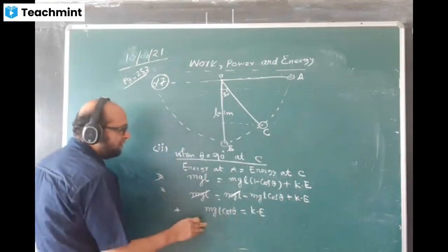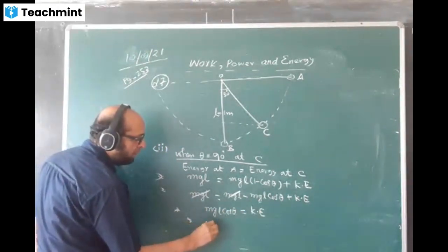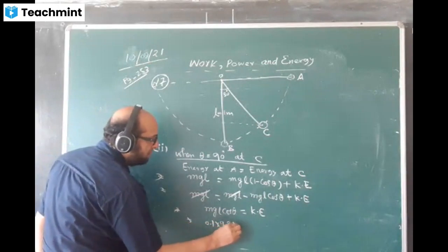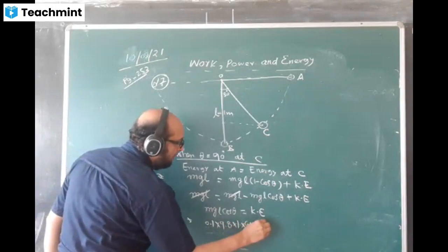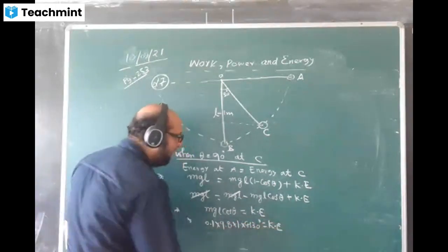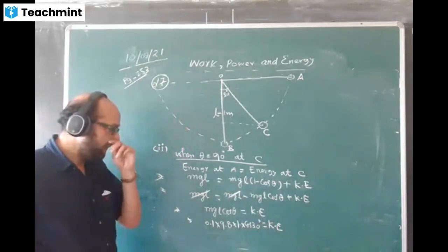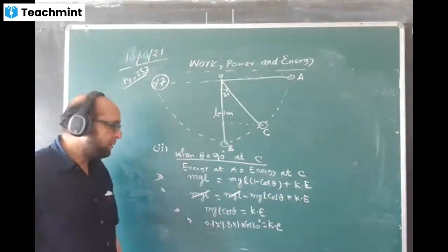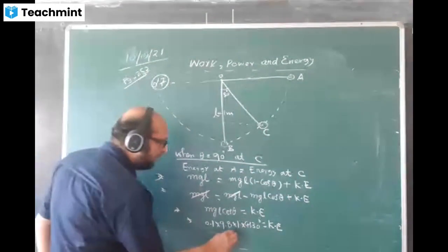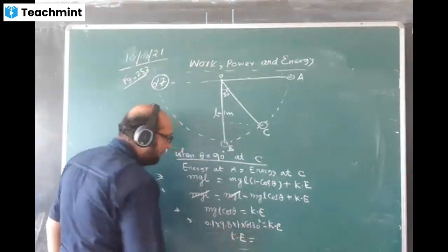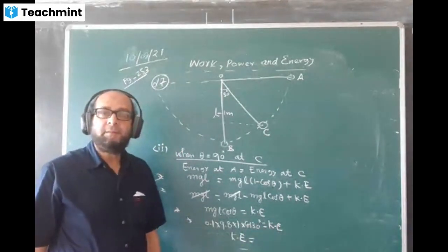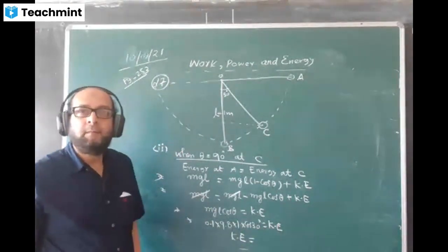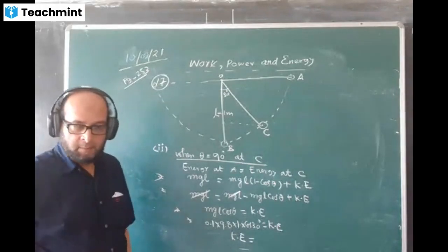Can I put the value and find the answer? No. Mass is how much given? 0.1. g is 9.8. Length of the string is 1, into cos 30 degree is equal to KE. Find the answer now. Please find the answer and tell me what answer you get. 0.1 into 9.8 into cos 30 degree. What is the answer? 0.98 into root 3 by 2.